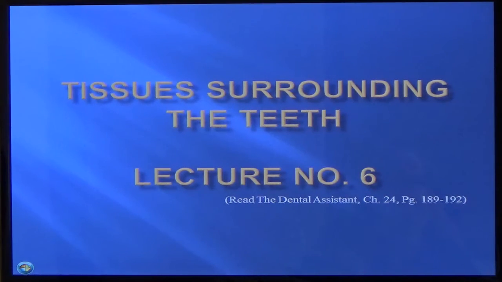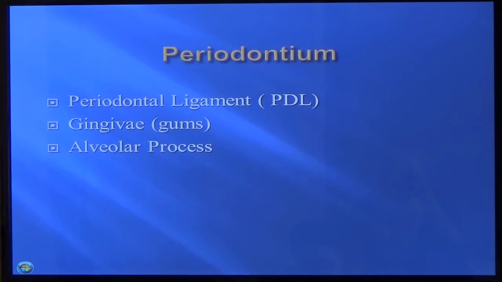So, tissues that surround the teeth. Again, the tissues that surround the teeth, you've got gums, you've got bone, you've got ligament, all kinds of tissues that are holding the teeth in their place. So the tissues in general are called periodontium.